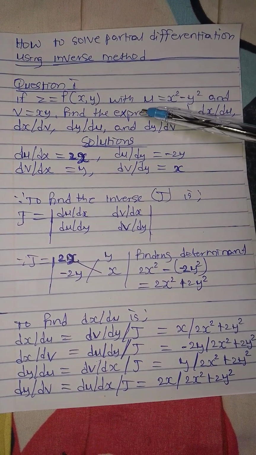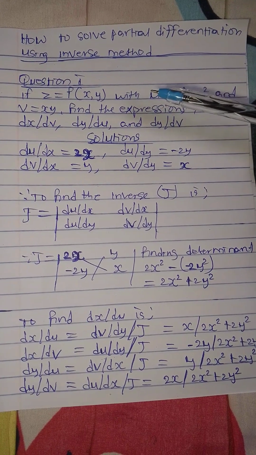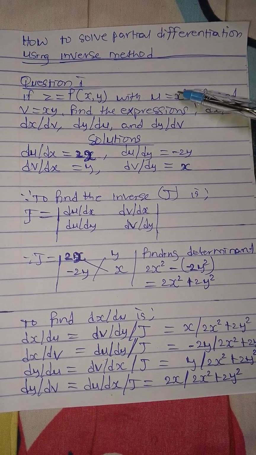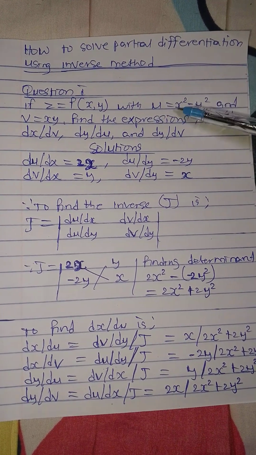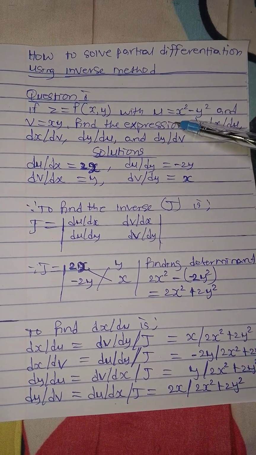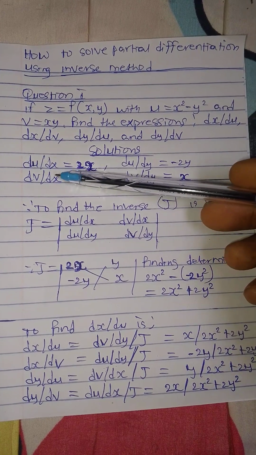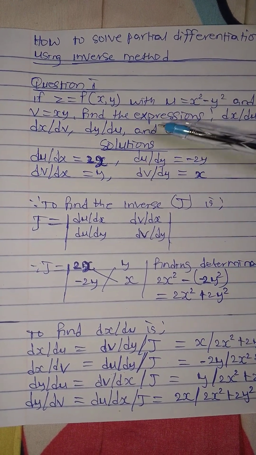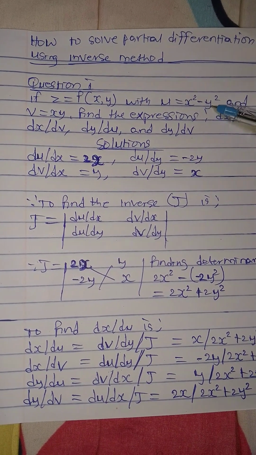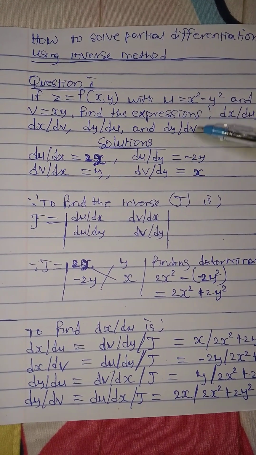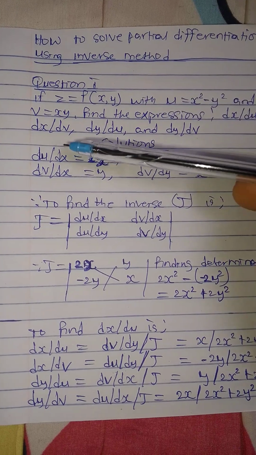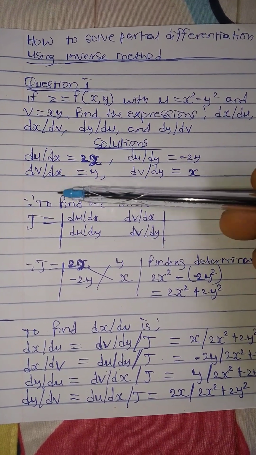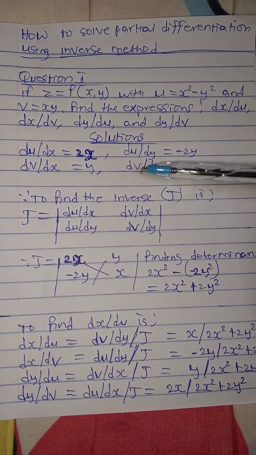First, the thing to differentiate is u. We differentiate du over dx, because in u the first variable we can see is x. So du over dx is equal to, differentiating x squared, 2x. Again, we differentiate with respect to y: du over dy is minus 2y. Then we go for v. Differentiate dv over dx, which is y, and also dv over dy, which is x.